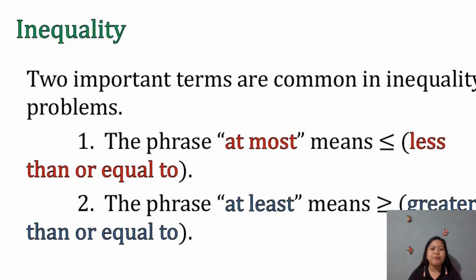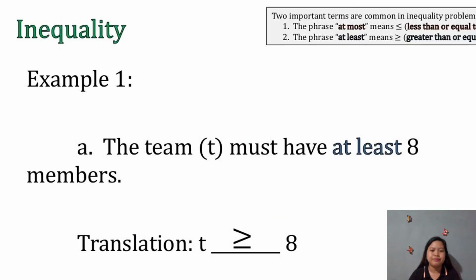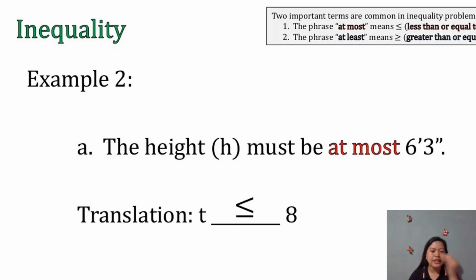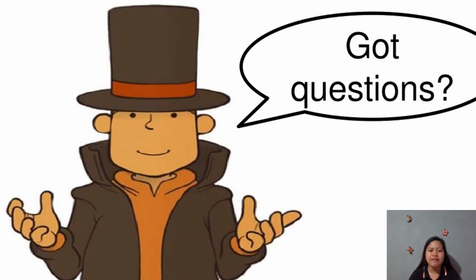Okay, so two important terms are common in inequality. The phrase at most means less than or equal. The phrase at least means greater than or equal. So for example, the team T must have at least 8 members. So that is T is greater than or equal to 8. The height H must be at most 6'3". Now, do you still have any questions?